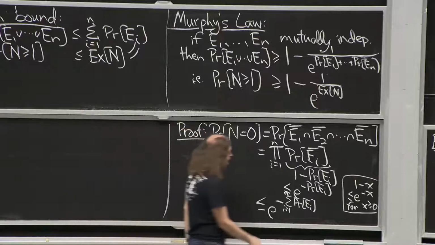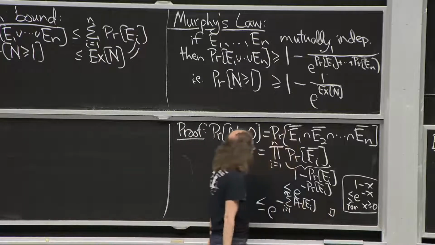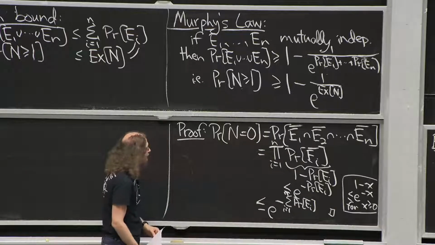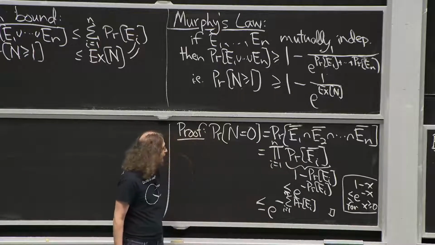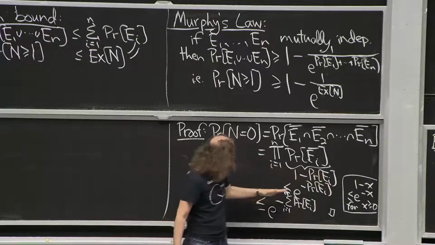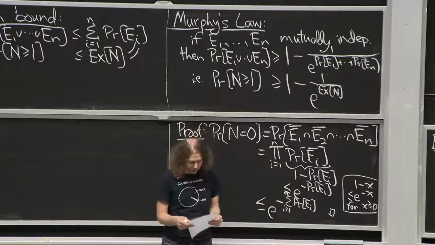OK, cool. So that's where the exponentials come from. It's a way to, products of 1 minus something is ugly. There's no nice way to simplify that. But if we use this approximation, then we get a product of exponentials, and life is good.